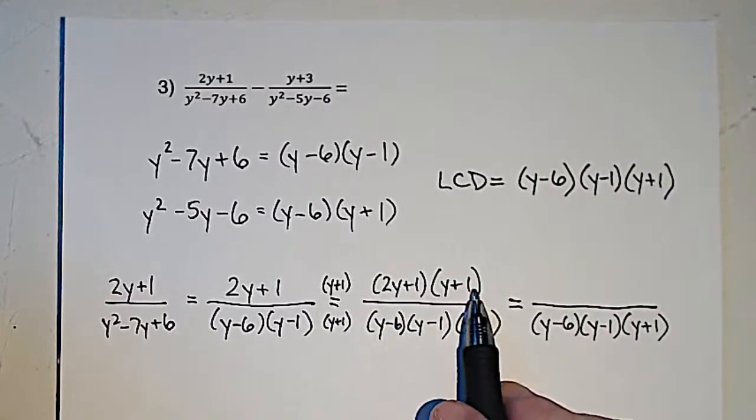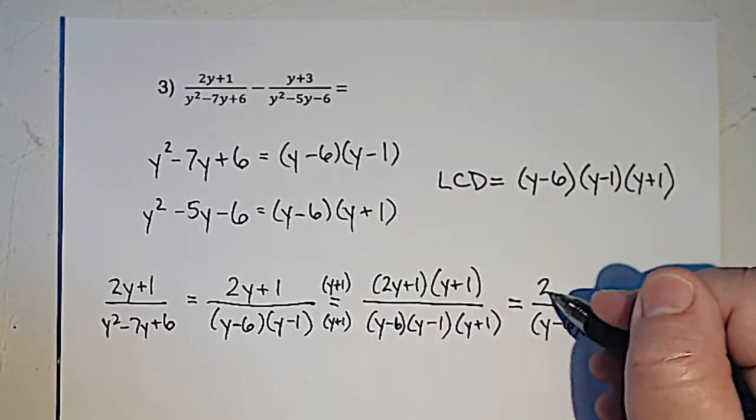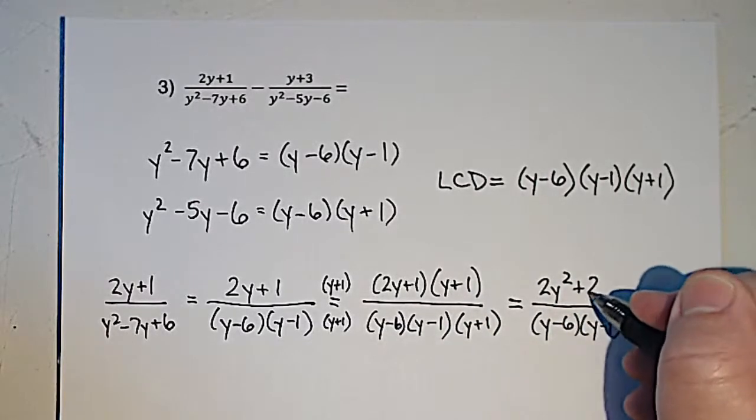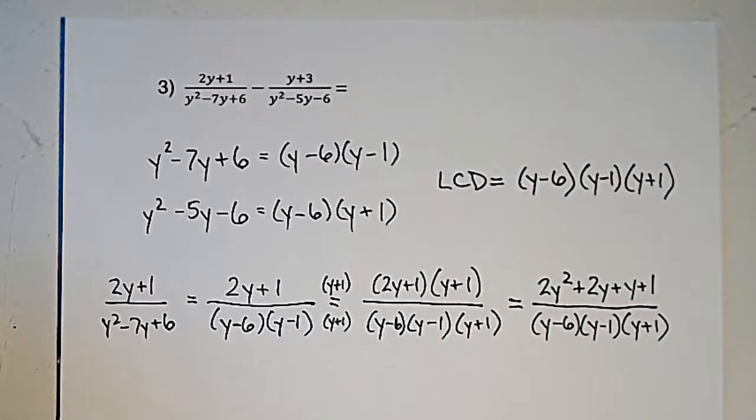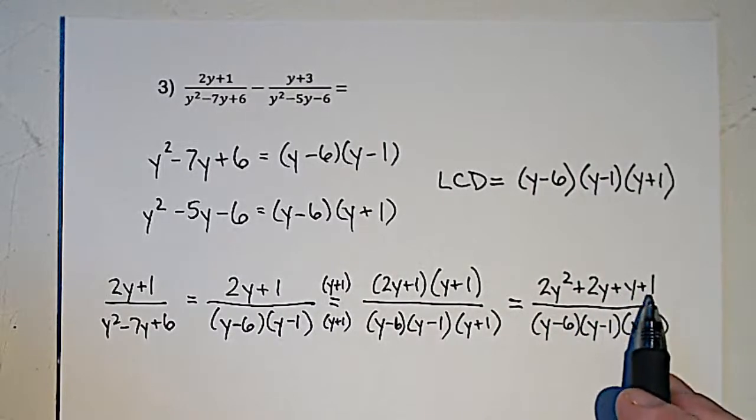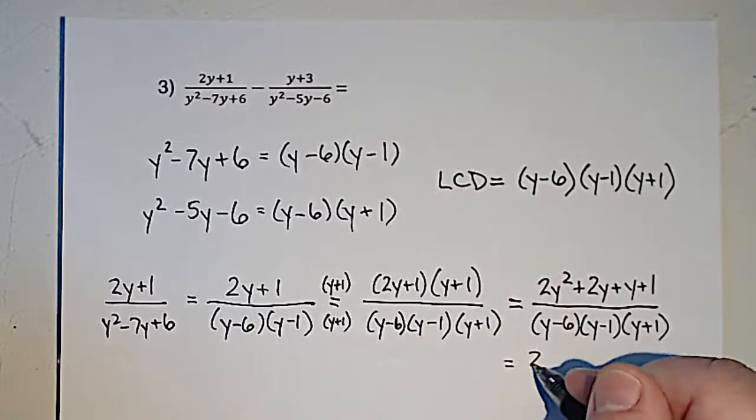Okay, so we're going to FOIL this little sucker. I've got 2y squared plus 2y plus y plus 1. Well, gee, I don't have enough room to combine it, but it's 2y squared plus 3y plus 1.